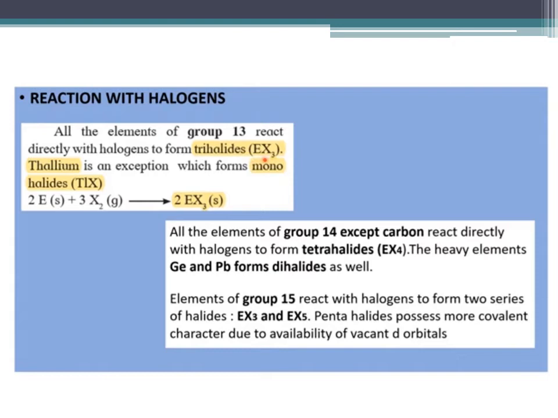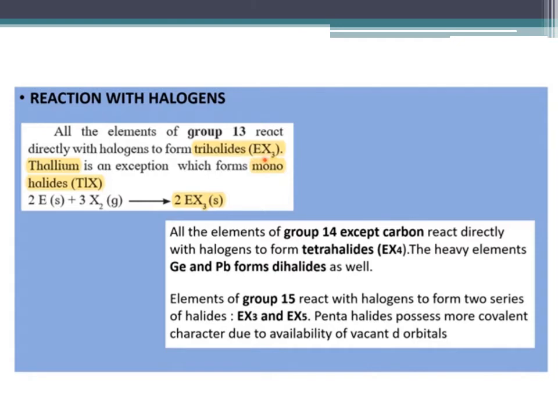And as we know, as we move down the group, the inert pair effect increases and the stability of the lower oxidation state also increases. So students, the stability of dihalides increases down the group due to the inert pair effect. When we talk about tetrahalide, it means 4 halide atoms are bonded to a single atom. And when we talk about dihalides, 2 halide atoms are bonded to a single atom.